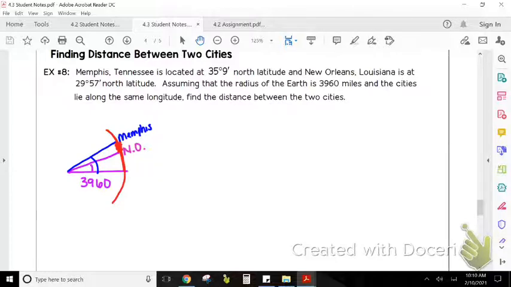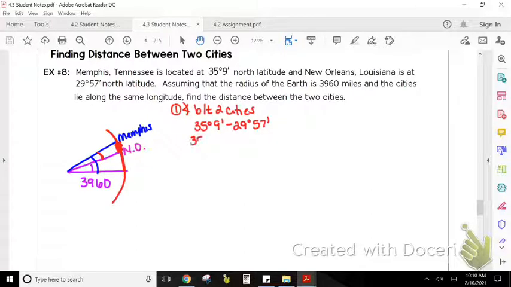The first thing we need to do is find the angle between the 2 cities. In order to do that, I'm just going to subtract them. So I have 35 degrees 9 minutes minus 29 degrees 57 minutes. This is going to give us the angle that we're looking at for our answer, because this is the angle across from it. So I need to convert them to decimal degrees.